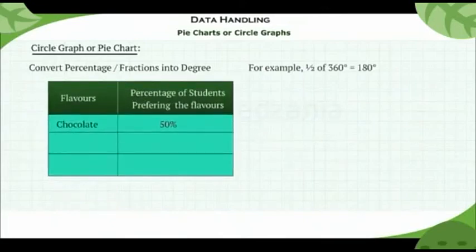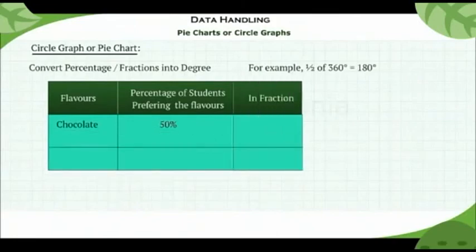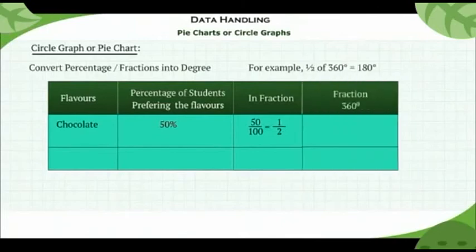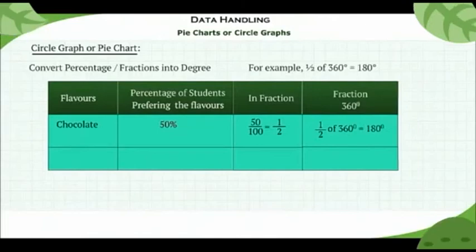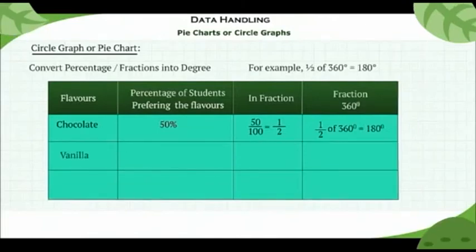Let's calculate the central angle for the sector corresponding to the percentage of chocolate flavor. Here, the percentage is 50. Then, its corresponding fraction is 50 divided by 100 to give a fraction 1/2, as the central angle of the sector is a fraction of 360 degree. So the central angle of the sector corresponds to chocolate flavor is half of 360 degree, which is equal to 180 degree.